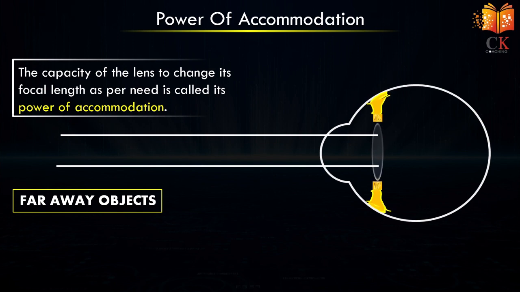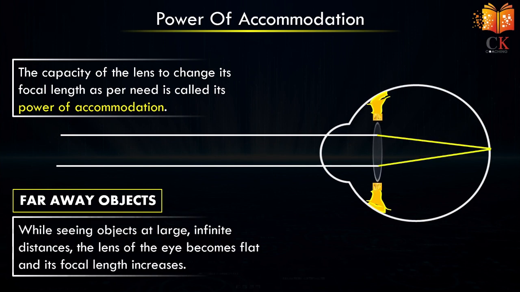So we have to remember this adjustment when we see a far off object, like an object at infinity, then the lens of the eye will become flat and its focal length will increase. So with the increase in the focal length, it can accommodate the light coming from infinity, so that the images are formed exactly at the retina.